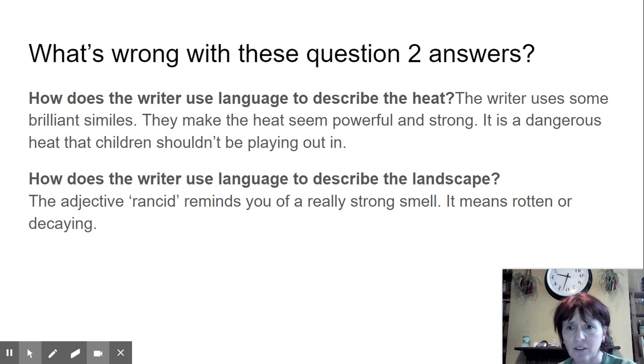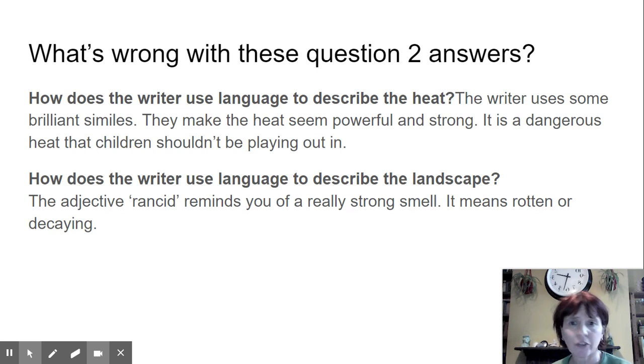So we're looking for things like it reminds us of death, it's an overpowering rotten smell that reminds us of death and decay. It adds a sinister, eerie aspect to the landscape, something like that. So you're not just telling me what a word means, but how it relates to the question, whatever the question is asking you.